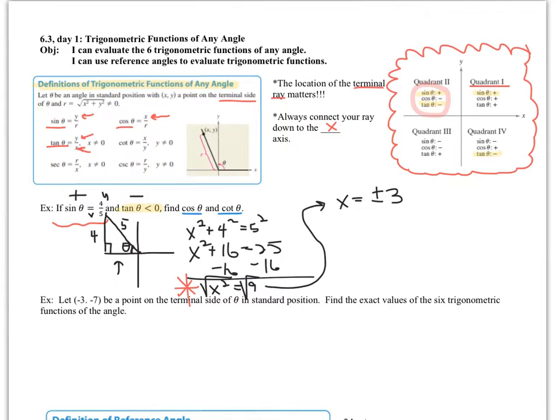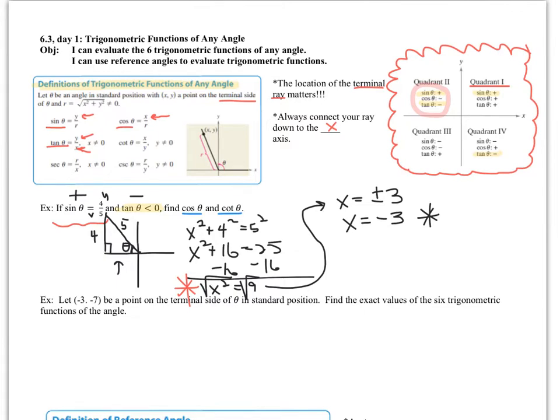For this particular picture, x is going to equal -3. So be careful on that. And it's not negative for length, it's negative for direction. So that's kind of the trade-off. It isn't a negative length, it's negative because it's going in the direction of quadrant 2.